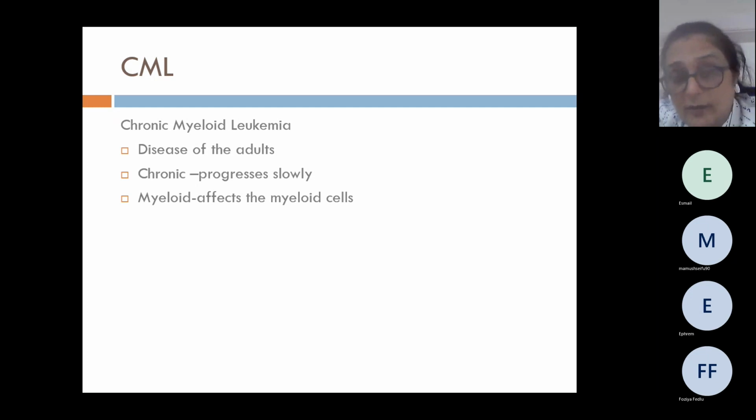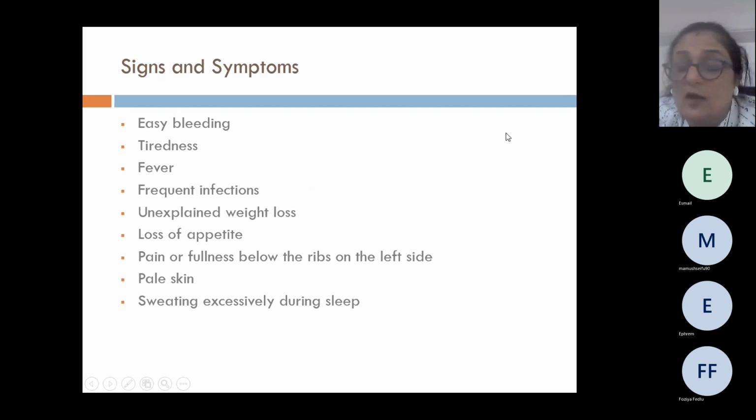So what is CML? CML, that is chronic myeloid leukemia: we saw here chronic means it is progressing slowly, myeloid cells are involved, and this is a disease of the adult. So generally it is seen in the age groups which are above 60 years. Chronic progresses slowly, myeloid affects the myeloid cells.